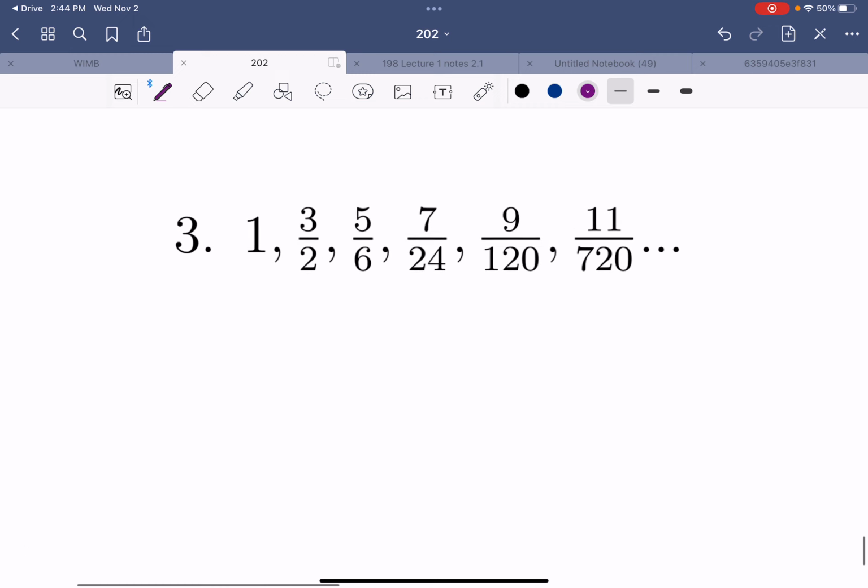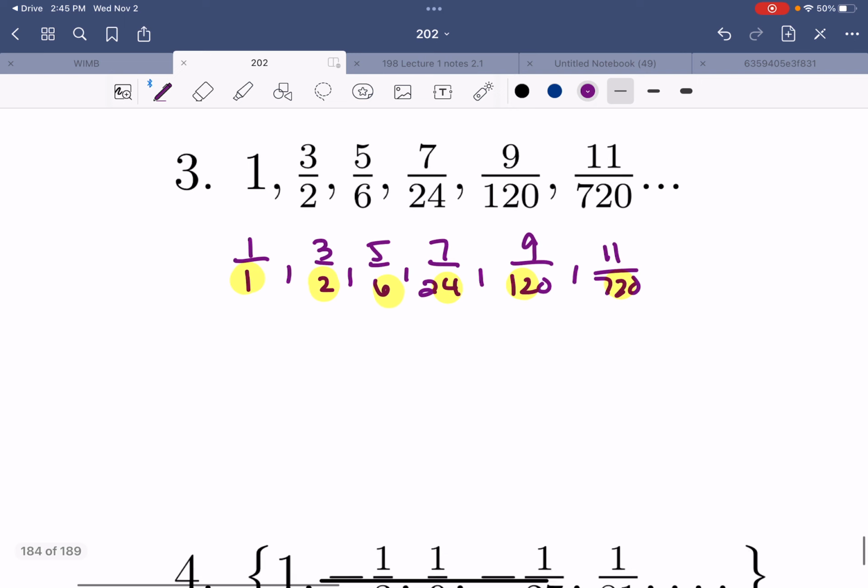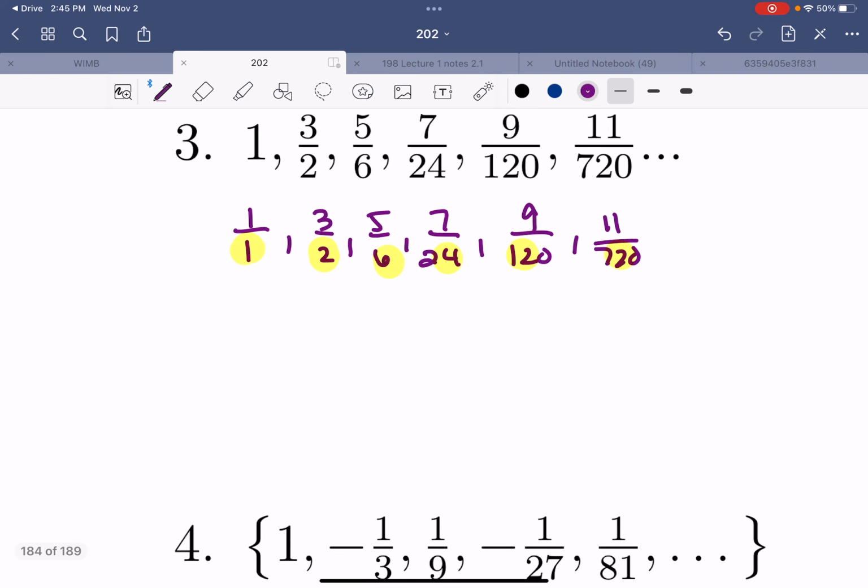All right. Now, this one, I'm going to convert that 1 to be a 1 over 1. So 1 over 1, 3 over 2, 5 over 6, 7 over 24, 9 over 120, and 11 over 720. So the first thing I'm going to notice is the denominators. Okay, those are my factorials. Anytime I see 6, 24, 120, 720, this one starts at 1. So that means my bottom is n factorial.